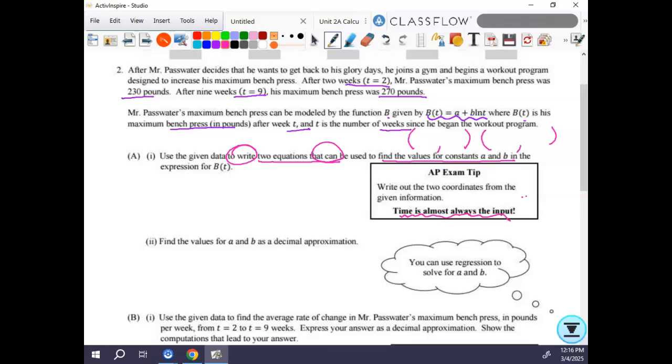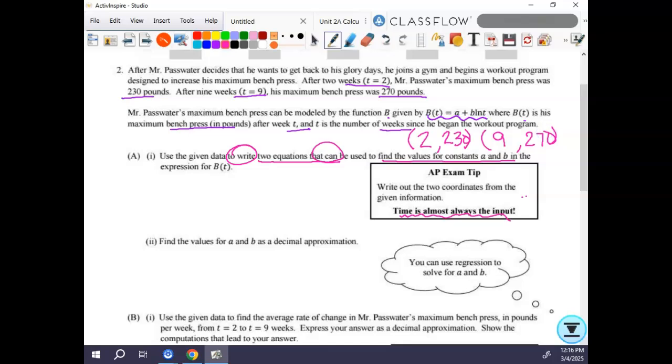Okay, we all have ordered pairs. Camden, give me 1 ordered pair. 2, 230. Y'all agree with that one? All righty. Then Dayanara, give me another one. 9, 270. We agree with those?